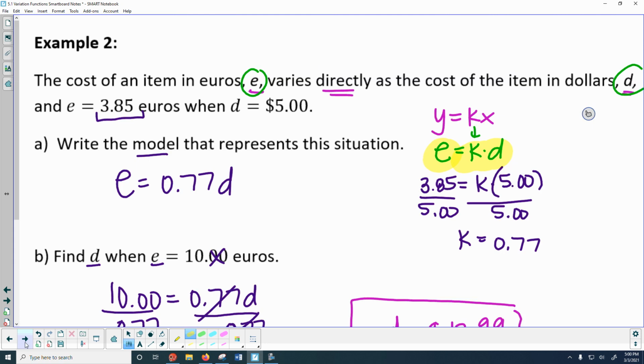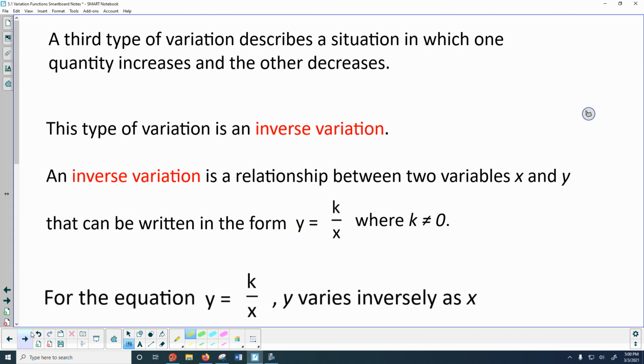But in inverse, which is what we're about to talk about now, that's going to do the opposite. One thing will go up while the other goes down. One value will increase as the other is going to decrease. And this type is called inverse variation. So inverse variation, almost like opposites, doing different things.